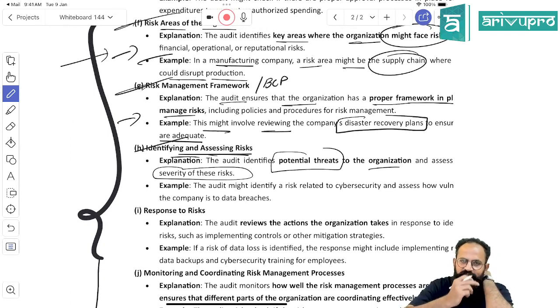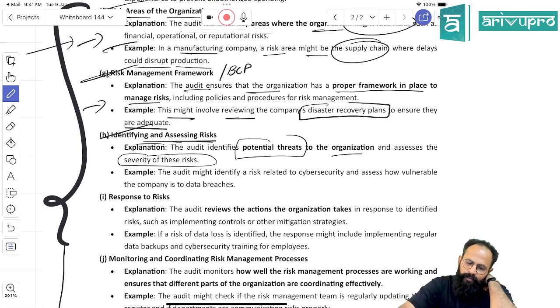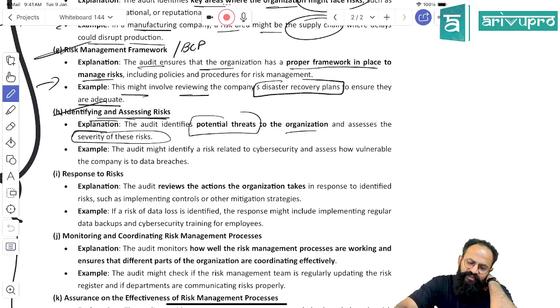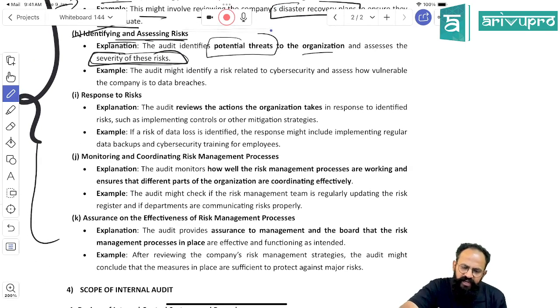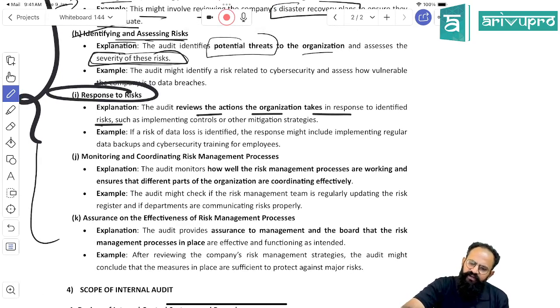Imagine you have identified 40 risk areas. Can you get a solution for all 40 on day one? No. That's why you prioritize by giving severity, and try to tackle the most severe thing first. Clear? Next one, response to the risk. The audit reviews the action the organization takes in response to identified risks, such as implementing controls or other mitigating strategies. Now what do you mean by that?